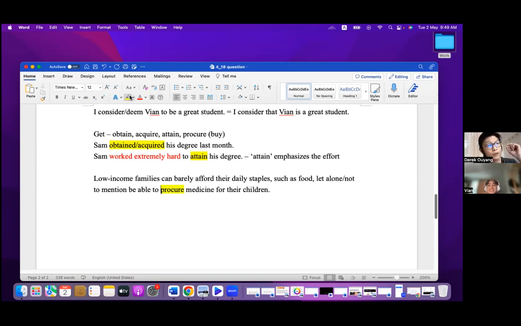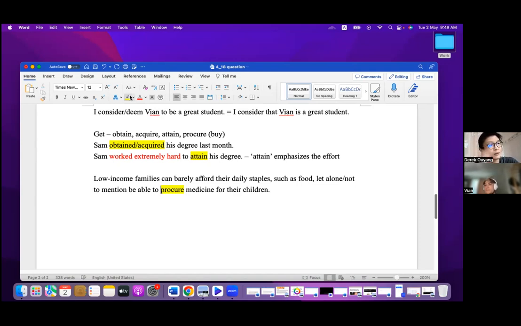When you are trying to say a very formal buy, a very formal pay money to get something, use the word procure. Don't use purchase. Purchase is not that much better than buy, but procure is. Procure is a much better word. Understand? Yes. So you have the regular get. If you are not emphasizing the effort, use obtain or acquire. When you are emphasizing the effort, use attain. When you are paying money to get something, don't use get, don't use buy, use procure.